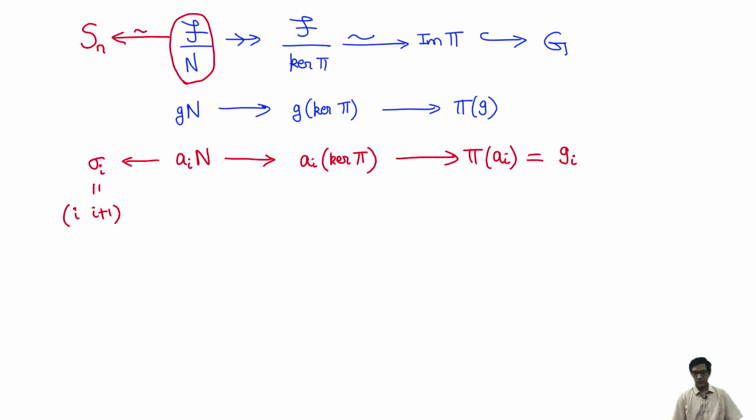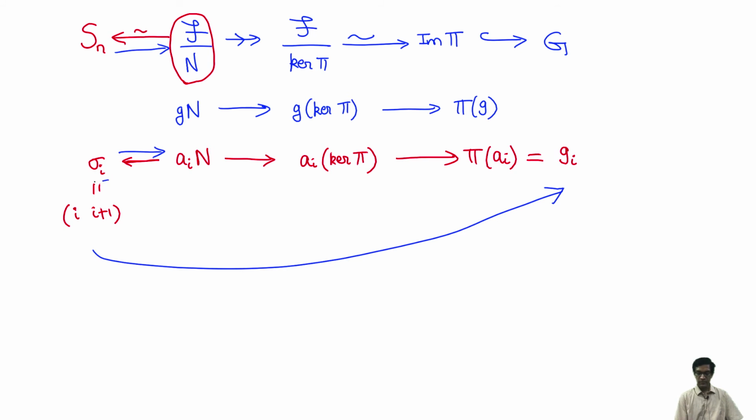Okay, so we just have to stare hard at this equation. Of course this isomorphism is defined as going in this direction, but all I have to do is think of the reverse isomorphism. I just take the map from Sn to this, which is the inverse of this map. So this map sends sigma i to aiN, to ai ker π, to gi. In other words, what I have done is to show that I have constructed a homomorphism from Sn to the group G, and this homomorphism takes the element sigma i exactly to the given element gi. Okay, and that's what we set out to prove.